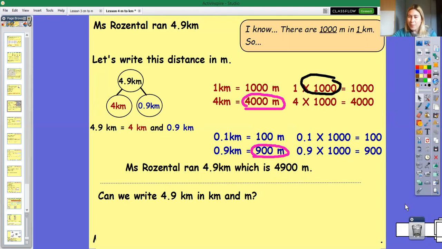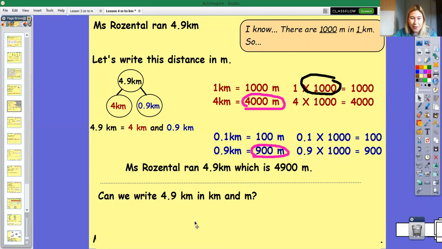Okay, super. So we'll explore that a bit later, but think about the relationship. How did we convert from kilometres to metres? Is there a rule there that you could already write? Okay, can we write 4.9 kilometres, separating them out into the kilometres and the separate metres? You might want to pause the video and see if you can do that now.